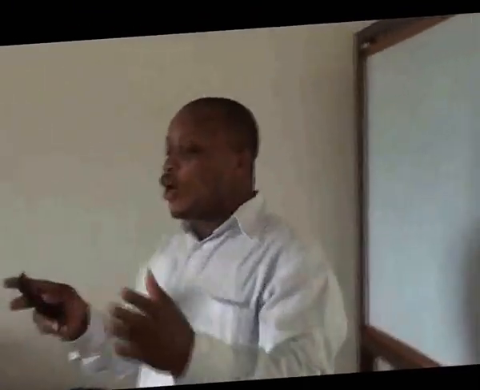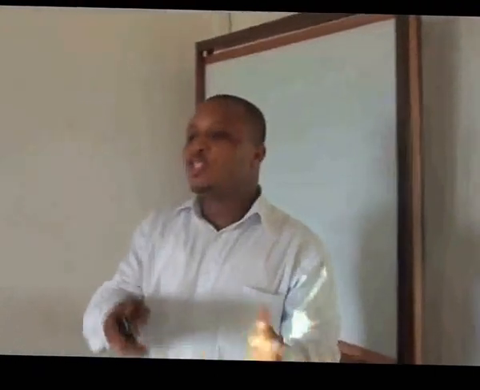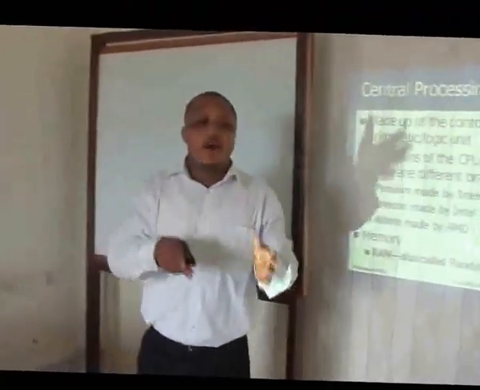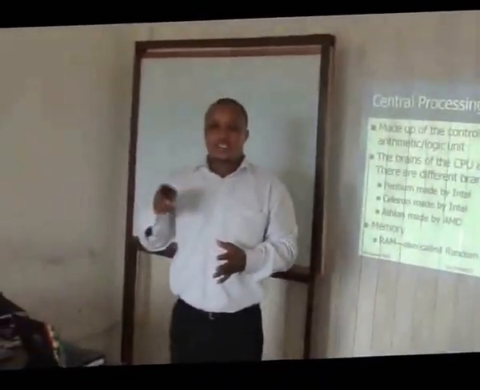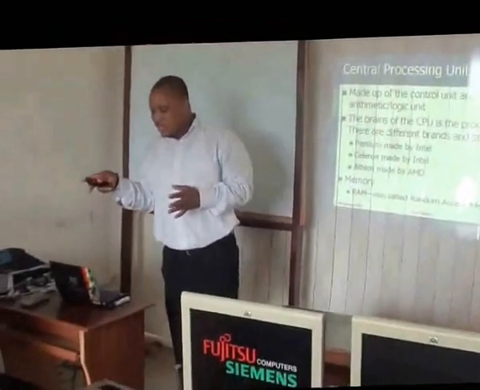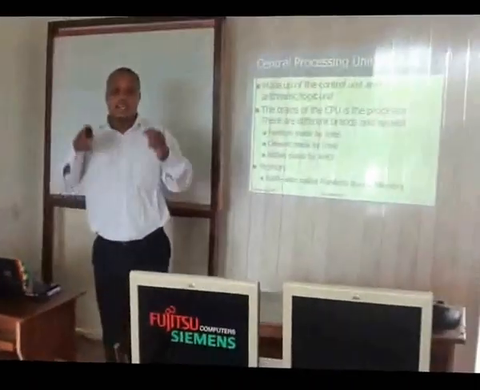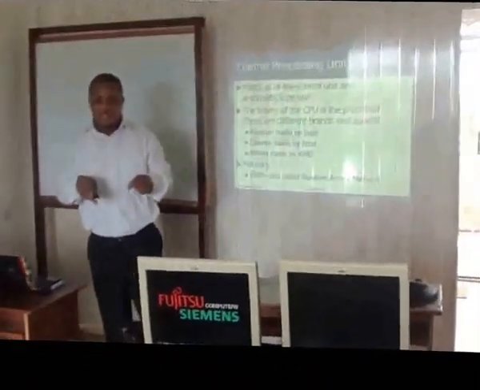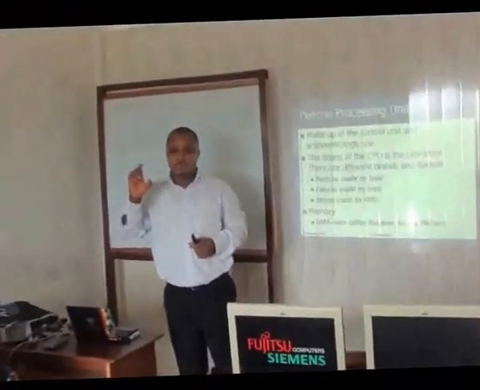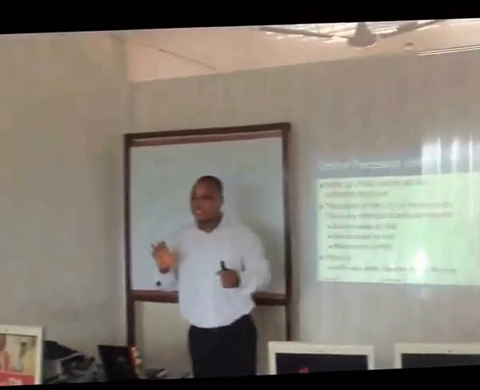Alright. Let's now talk about processing. The processing. We said processing is what? The conversion of data into information. Now this is done by the central processing unit, which is in the system unit. The central processing unit is contained in the system unit. Now it's a small microchip, a silicon chip, which controls all the activities.